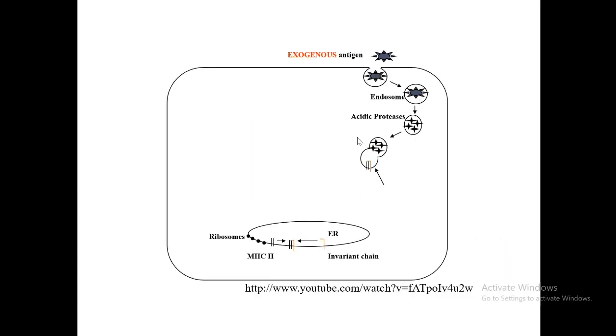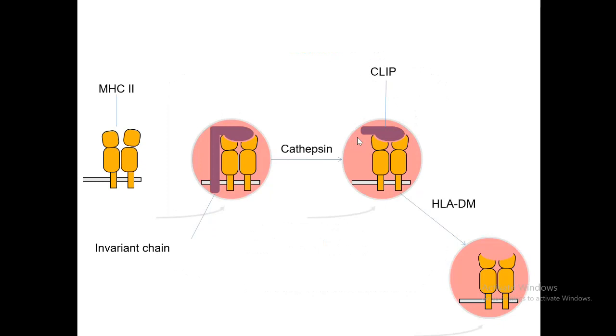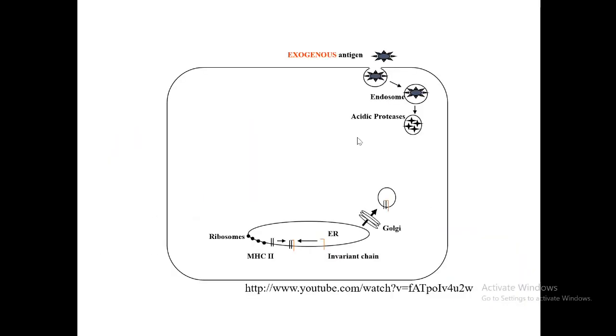And what happens is in the endoplasmic reticulum, the MHC is associated with the invariant chain. The reason it's associated with the invariant chain is to avoid any endogenous antigen binding to the MHC2, which we don't want. We want to save that MHC2 for the exogenous antigen. So when the MHC then leaves the endoplasmic reticulum with the invariant chain attached, it makes its way through the Golgi.